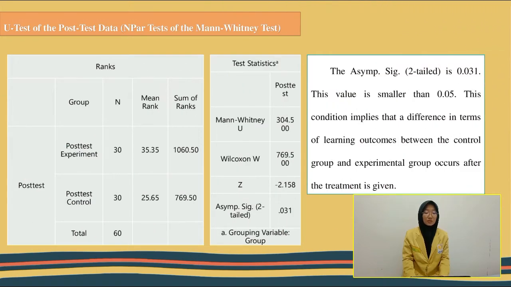This is the U-test of the post-test data, the Mann-Whitney U-test. Based on the table, we know that the asymptotic significance total is 0.031. This value is smaller than 0.05. We can conclude that there is a difference in learning outcomes between the control group and the experimental group after the treatment is given.